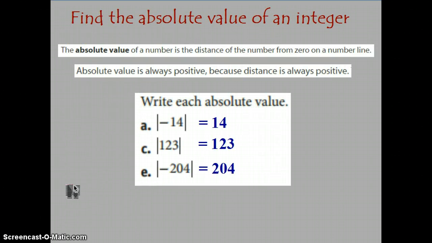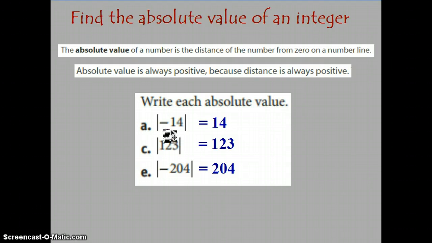Next is find the absolute value of an integer. Remember that the absolute value of a number is the distance of the number from 0 on a number line. And remember also that absolute value is always positive because distance is always positive. So remember that whenever you see these two straight line brackets, don't confuse them with parentheses. These actually mean absolute value. So when you see these two straight bars around a number, they're asking for you to find the absolute value of the number inside.